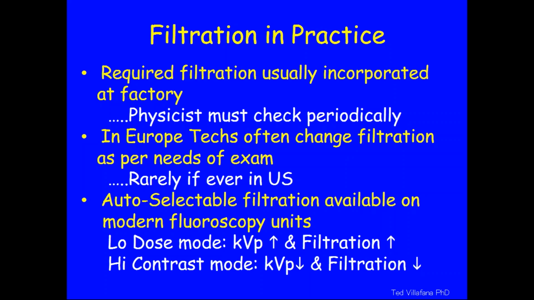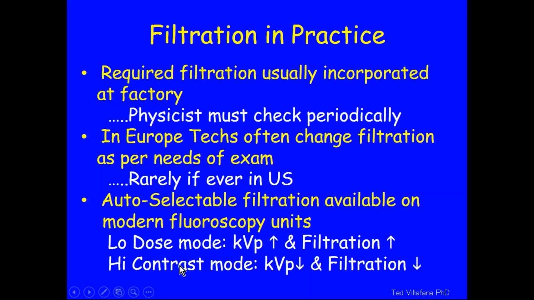The only place in the U.S. where we change filtrations, and we do it in an automatic way, is in fluoroscopy. That's that last point that you see on the slide, where you have automatically selectable filtration. For instance, if you choose a low-dose mode of operation. How do you get a low-dose mode of operation in fluoroscopy? Well, you increase the kVp. If you increase the kVp, you have more penetration. And usually, you also increase the filtration. So at a given kV, by increasing the filtration, you get a lower dose.